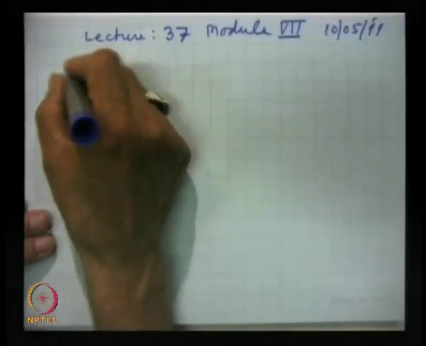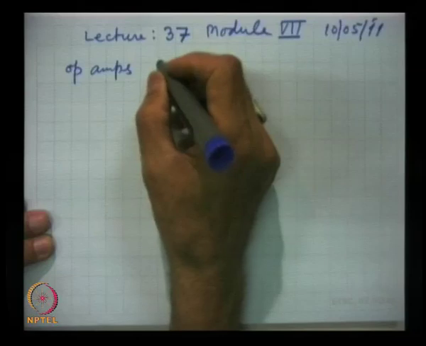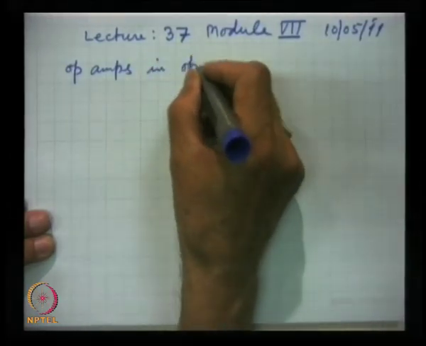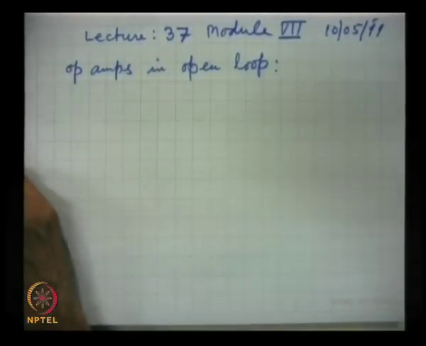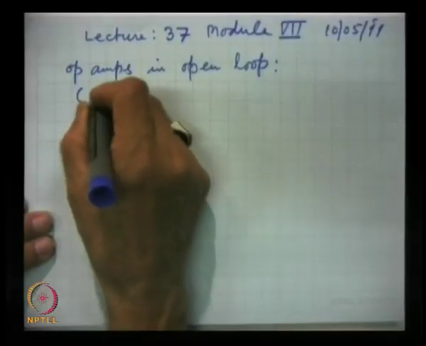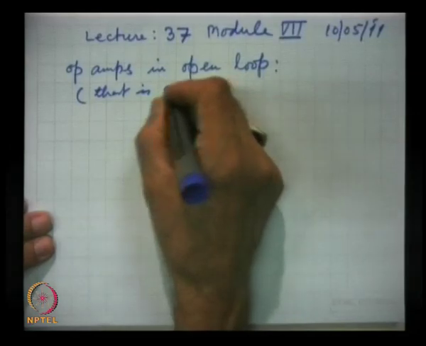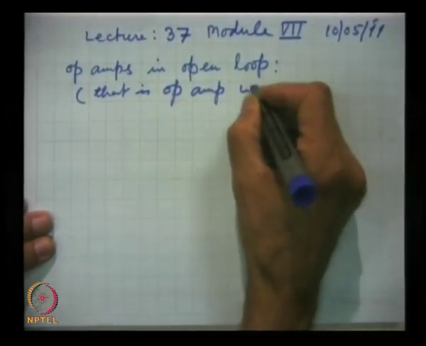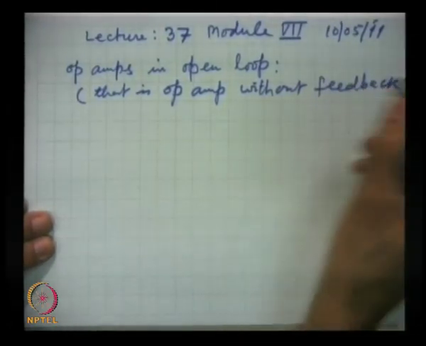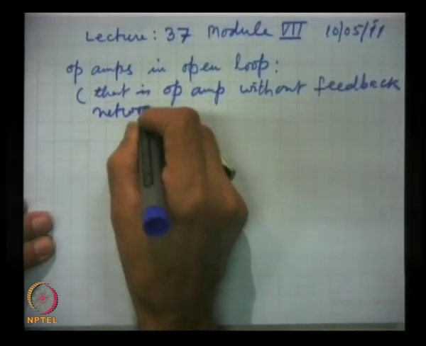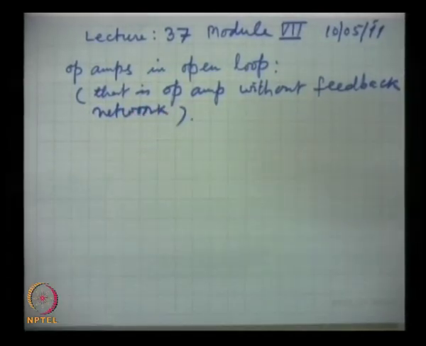First we take op-amps in open loop. By open loop we mean that there is no feedback involved in it. That means that is op-amp without feedback network. How will it behave?